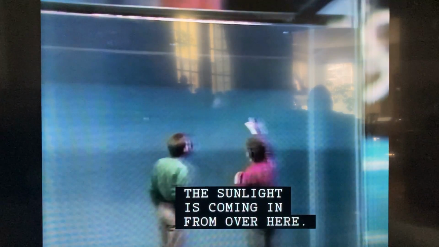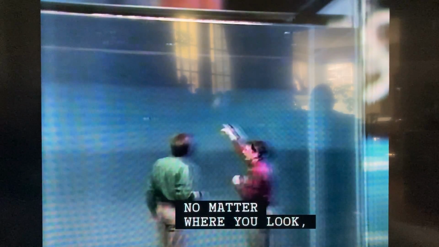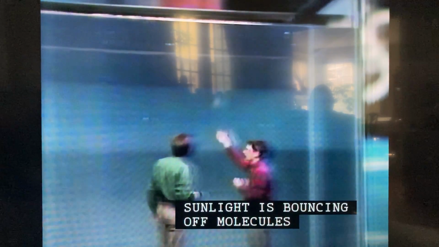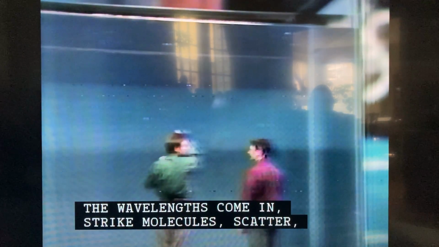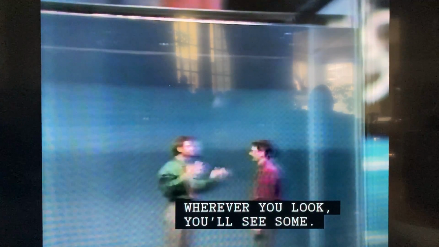Well, look, the sunlight is coming in from over here. So the light is coming, and it's hitting molecules in the air and reaching your eye. And so no matter where you look, there is sunlight which is bouncing off those molecules and coming to you. Oh, this really has to do with where I'm located. Right. So the blue, the fast wavelengths come in, strike one of those molecules, get scattered, and then come straight to my eye. Same thing if I look over here. There are some that are scattered and hit my eye. Right. Wherever you look, you're going to see some of it. Perfect. That's why the sky is blue.